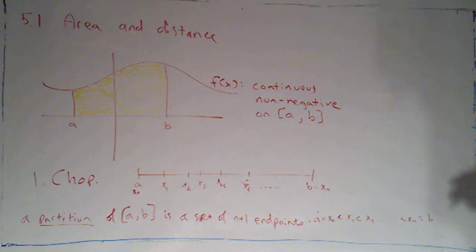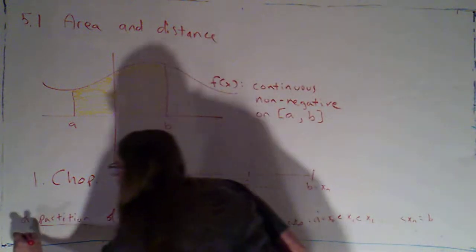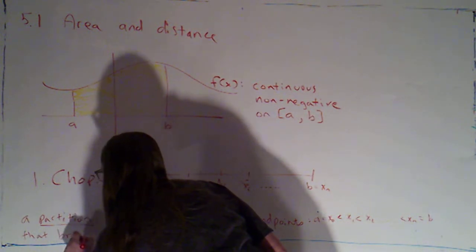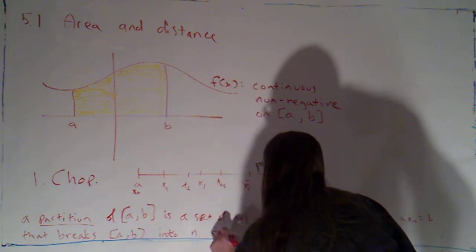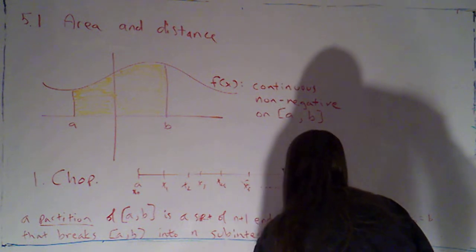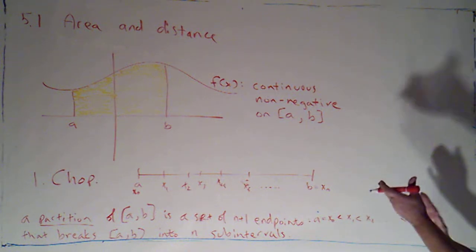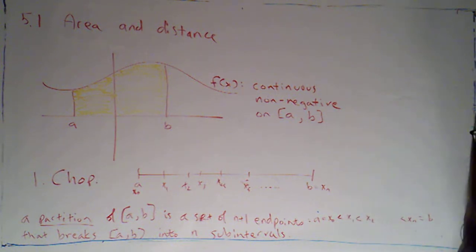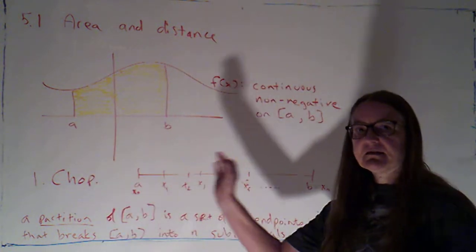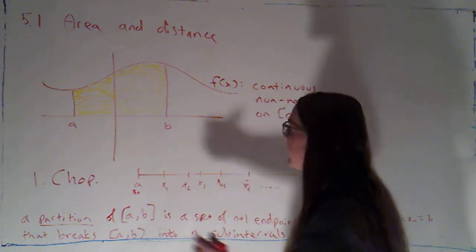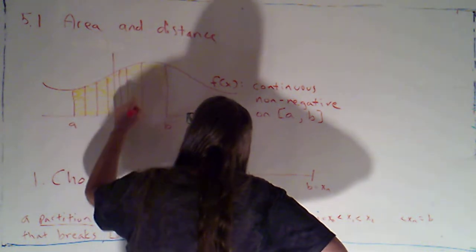So it's a set of n plus 1 endpoints where A is the very leftmost endpoint, B is the very rightmost endpoint, that breaks the one interval AB into n subintervals. So I'm going to chop this up into a bunch of pieces. Now, when I do that, that's going to induce a chopping of this area into a bunch of little pieces of area as well. Okay, so that breaks this up into a bunch of little strips of area.